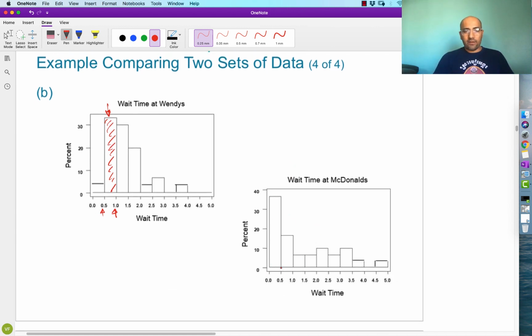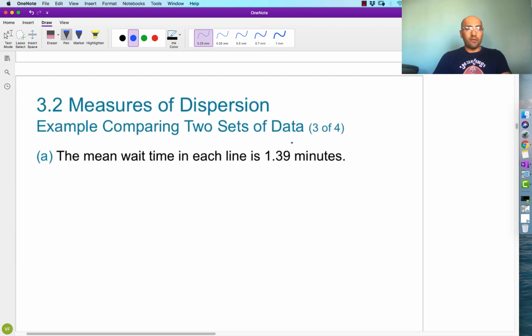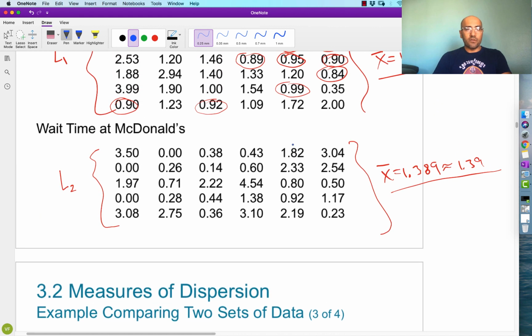Okay, by contrast, if we look at the McDonald's information, looks like the most common one, the tallest rectangle, is this one between 0 and half a minute. So there's a lot of values in there. Put it in blue. There's a lot of values that are between 0 but less than half a minute. Let's go back over here. Let's look at the data from McDonald's.